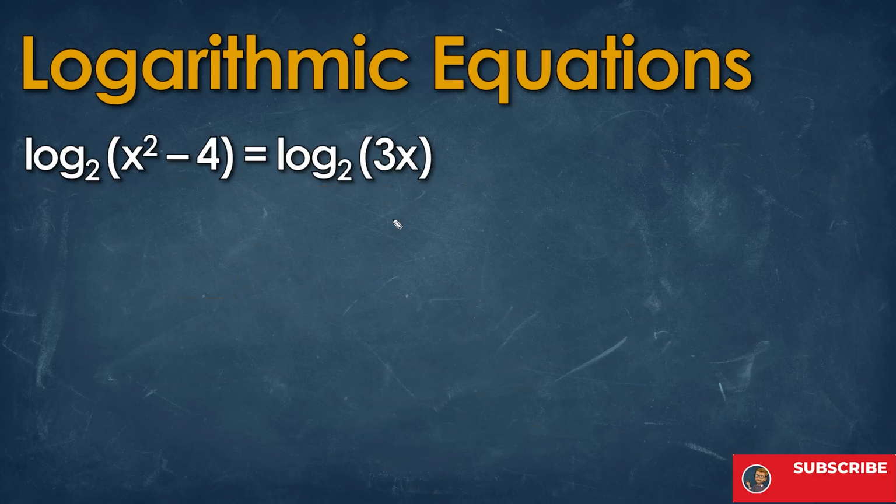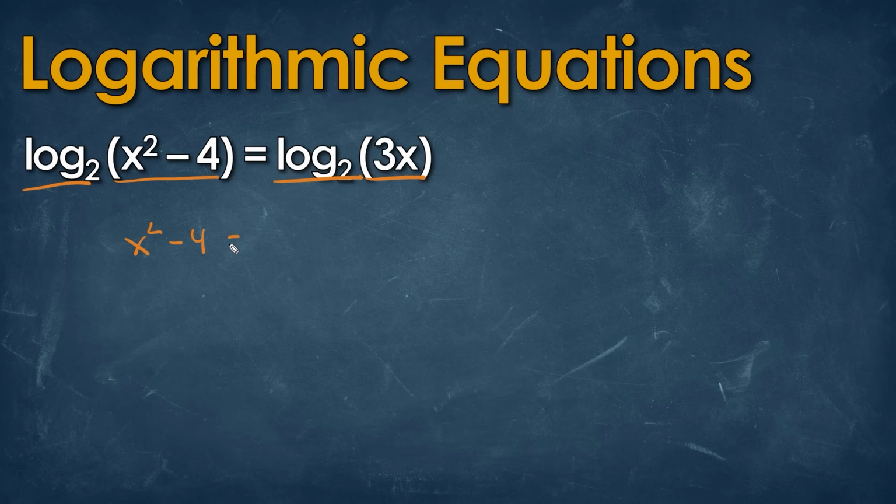Now let's solve for this example. Again, we have log base 2, and since they're both log base 2 on both sides of the equation, we just need to look at what's on the inside. So we have x squared minus 4 is equal to 3x. We would move 3x over to the other side. So what we're going to get is x squared minus 3x minus 4 is equal to 0.